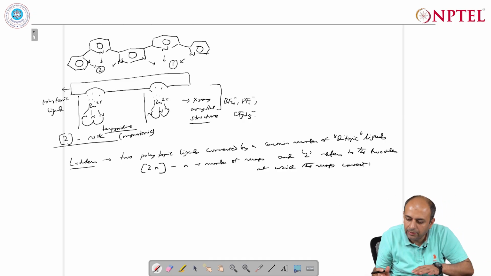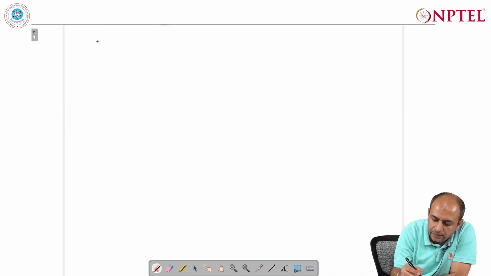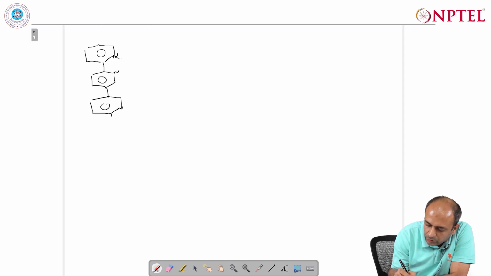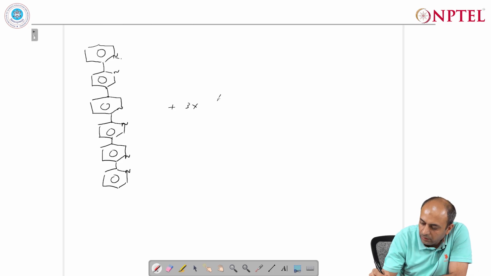So this was considered in a system where we have the following arrangement of the ligand. This is nitrogen here, nitrogen here, nitrogen here, nitrogen here, nitrogen here, nitrogen here, and we have now added 3 equivalents of this particular ligand.